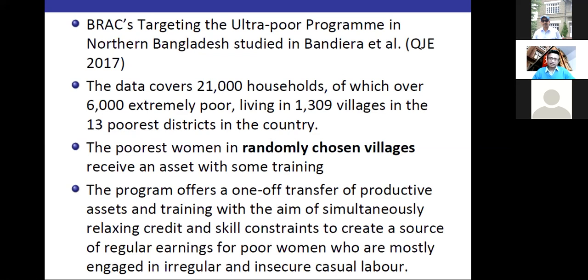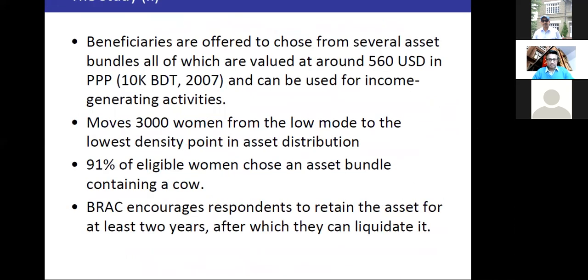After that, it becomes land. Okay, so these transfers, I will mention the sums here, were basically good enough for getting a cow, and very small scale dairy farming is what these women do. So this program offers a one-off transfer of productive assets and training with the aim of simultaneously relaxing credit and skill constraints to create a source of regular earnings for these poor women who are mostly engaged in irregular and insecure casual labor, which is mostly agricultural labor as well as domestic services. Not very different compared to many other Indian settings we can think about.